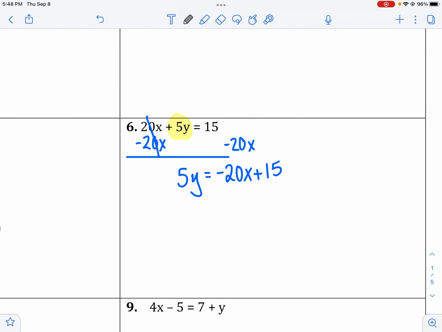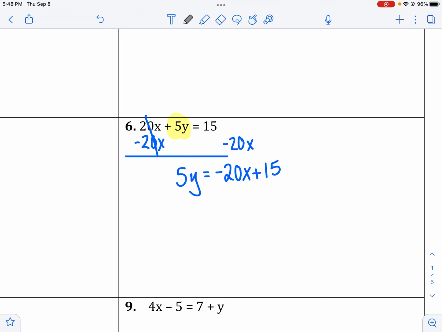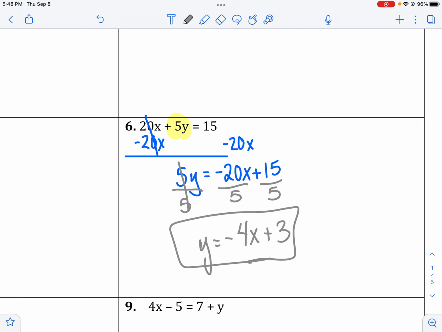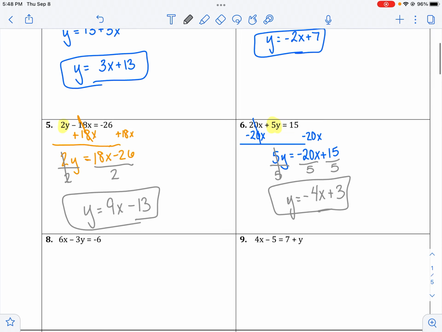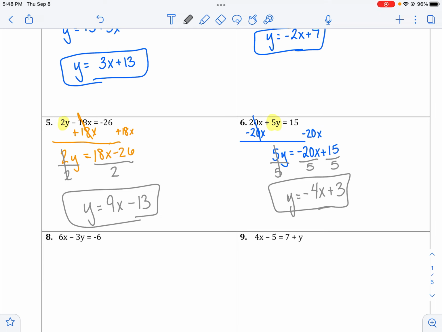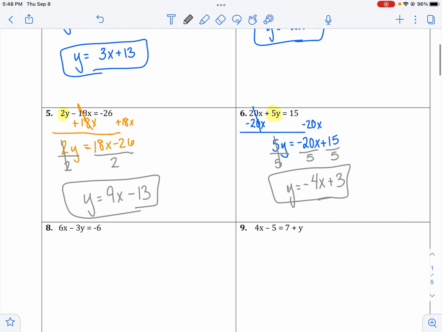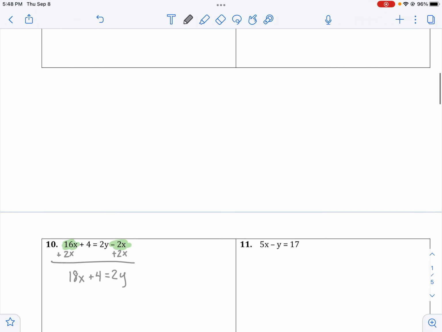In my very last step, I want to get y by itself. I see multiplication, so I need to do the opposite operation. And 20 divided by 5 is 4. 15 divided by 5 is 3. All right, so that's how I would solve those problems, just as a basic set of linear equations where I'm solving for a specific variable.